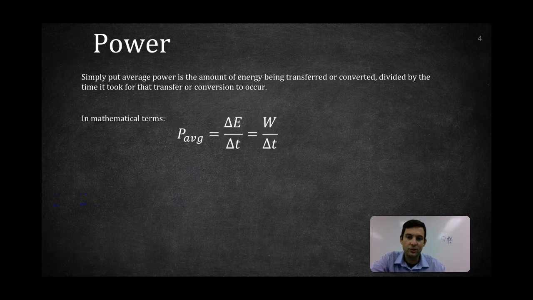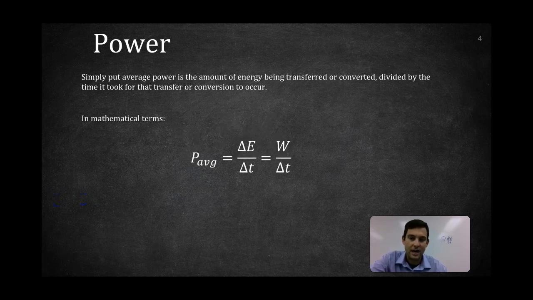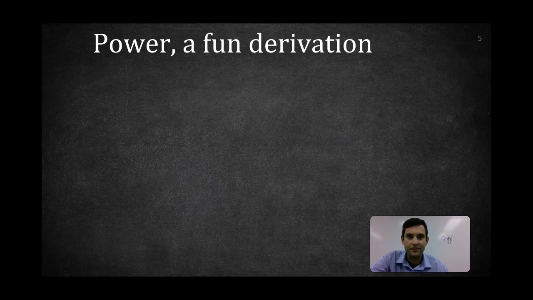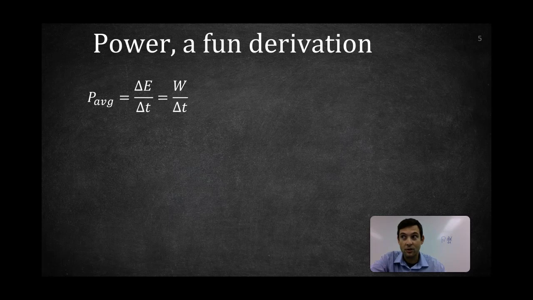In mathematical terms, we get an equation that looks like this. Our average power equals our change in energy over our change in time. Remember that our change in energy, through the work energy theorem, is equal to the work done on or by the system, divided by time. We've got a fun derivation that we can use here, where we see a lot of substitutions and callbacks to things that we hopefully remember.